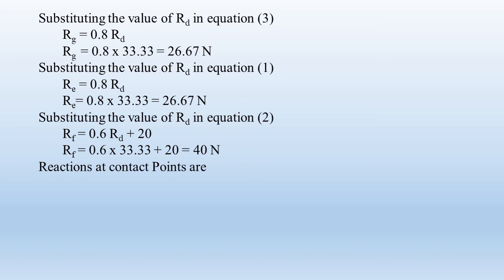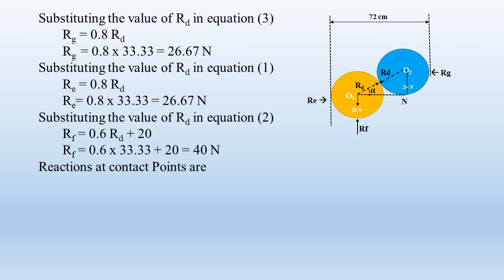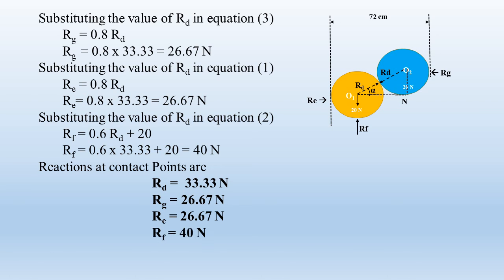The reactions at contact points are RD equal to 33.33 newtons, RG 26.67 newtons, RE 26.67 newtons, RF equal to 40 newtons.